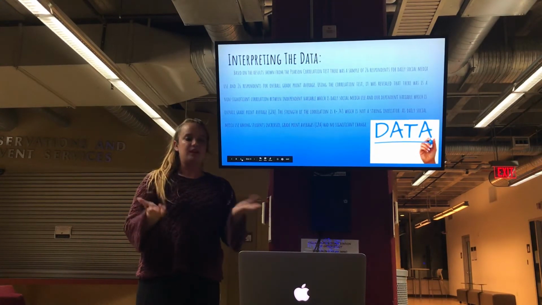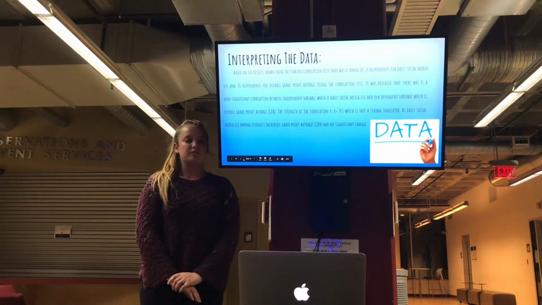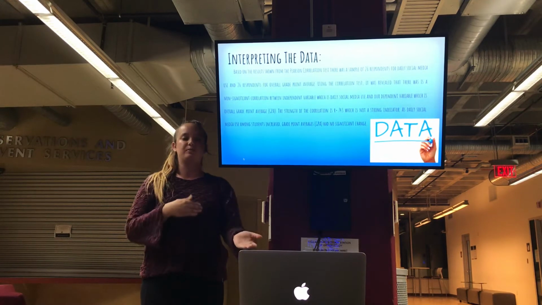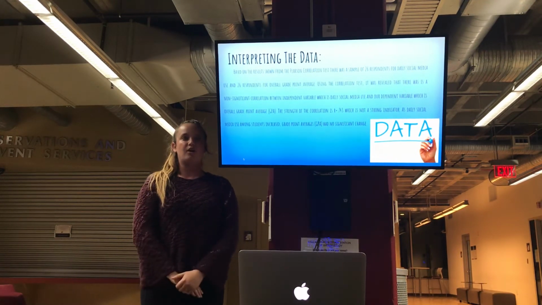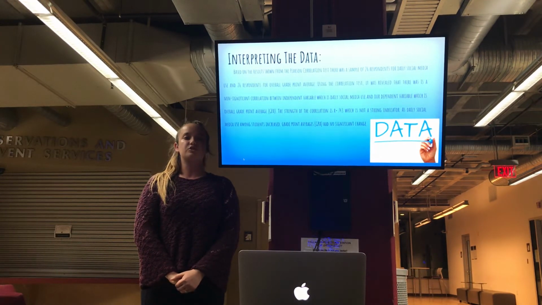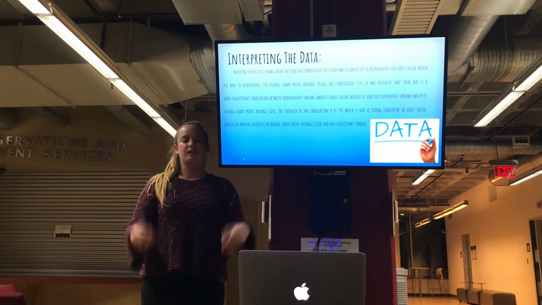Now, interpreting the data, based on our results from the correlation test, there was a sample size of 26 on each variable, so the dependent variable and independent variable. Our independent variable was daily social media use, and our dependent variable was the average grade point average. As said before, there was a strength of correlation of R equals 0.743, and as daily social media use among students increased, grade point average had no significant change whatsoever.